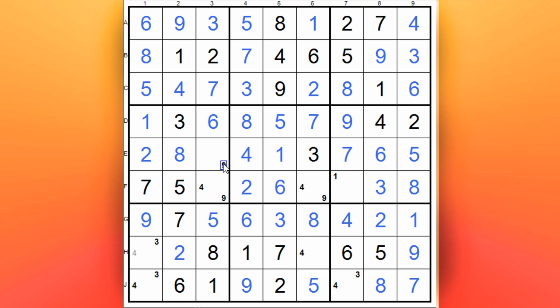Gets rid of that one, give us a 9. Getting rid of that one, giving us a 4. And that'll get rid of that one, giving us a 9. And we have a 4 down here. That 4 will get rid of that one, giving us a 3. And get rid of that one, giving us a 4. Come on. And that 4 goes, giving us a 3.